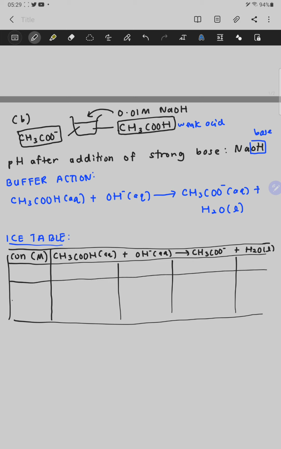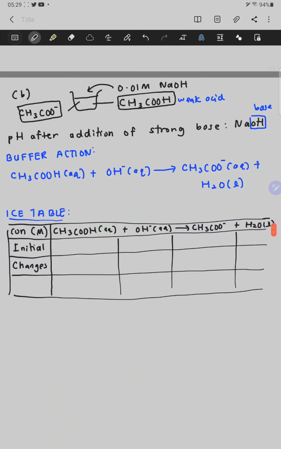Right, so we will separate it into 4 columns. Okay, so this is the initial. This is the changes. And what is different is the third column is not equilibrium, because we are not referring to a reversible reaction, but the final column is the final value, or final concentration. That is what differentiates the buffer ice table from the ice table we learned before. So initial, changes and final.